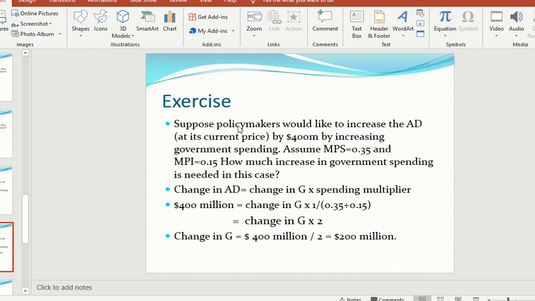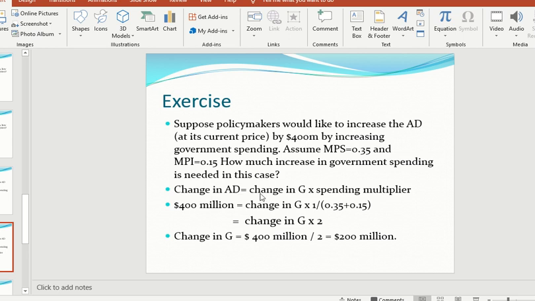In this case, the policymakers already know the change in aggregate demand. They have targeted a change in the aggregate demand. So that's usually what happens in policy making. Policymakers have a target. So they have already set the target. They want the aggregate demand to increase by $400 million. And they have chosen government spending as the policy tool. So the question here is how much policymakers would have to do with government spending in order to increase the aggregate demand by $400 million.